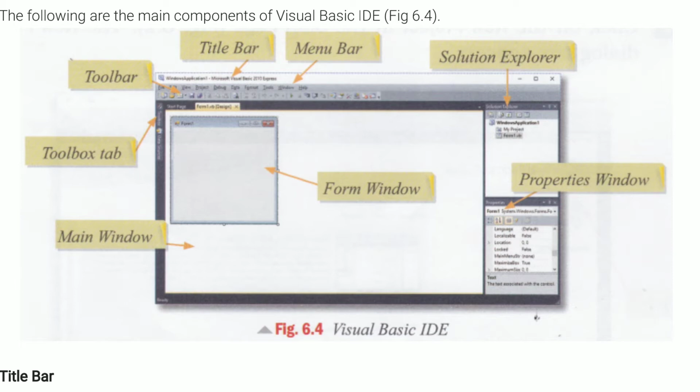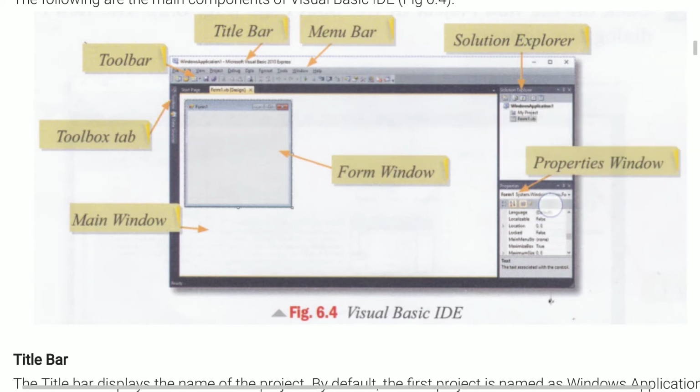The next component is toolbar. The toolbar refers to the buttons that are used to perform frequently used tasks, that provide shortcuts to various menu options such as the save project, open project, start debugging button, etc.